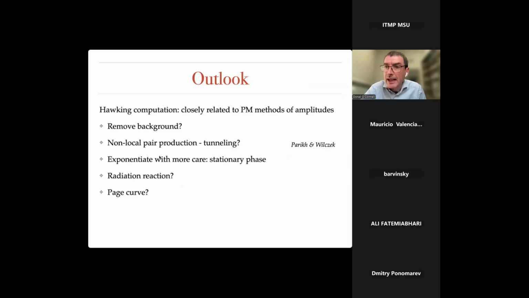And then just some bookkeeping things. The way we did this exponentiation, I think it could be done more carefully. I think there should be more of a use of stationary phase approximations in the computation. And here I'm thinking of some work of a group, Gabriele Veneziano, Paolo Di Vecchia, Carlo Heissenberg, and Rodolfo Russo in classical gravitational physics and eikonal expansion.